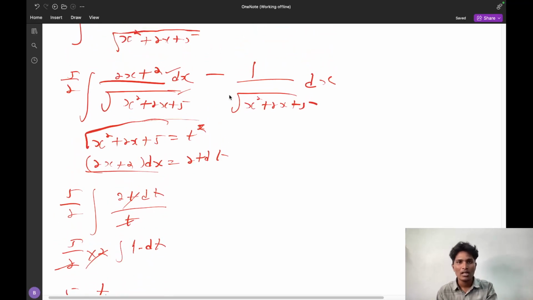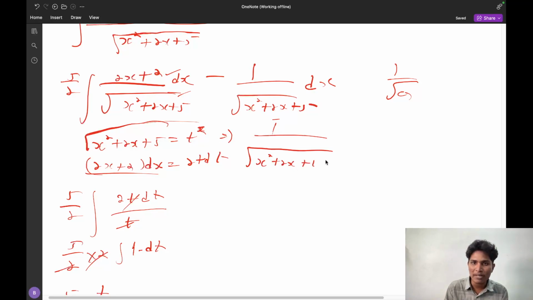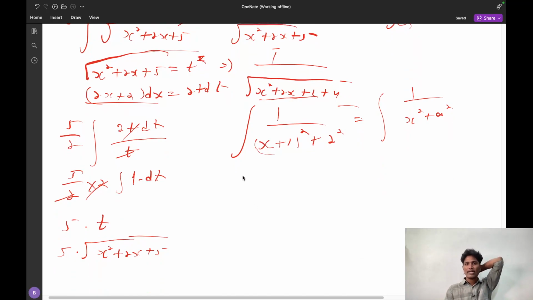Now I have to solve the other integral. For this integral, what is the procedure? This is 1 by root of a quadratic. What I said is, we have to shift into a perfect square. That is, we take the perfect square here: x square plus 2x can be written as x plus 1 whole square plus 4. So it will be the integral of 1 divided by root of x plus 1 whole square, plus 4 can be written as 2 square. So now it becomes 1 by x square plus a square. What is the formula for the integral of 1 by x square plus a square? The formula is 1 by a tan inverse x by a. So I can use this formula to solve this one.